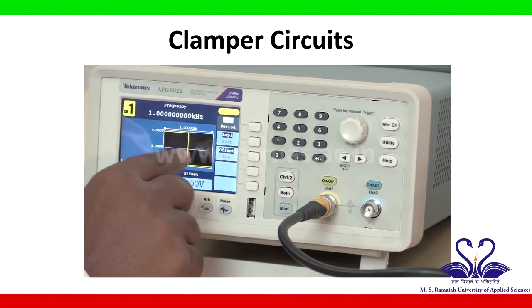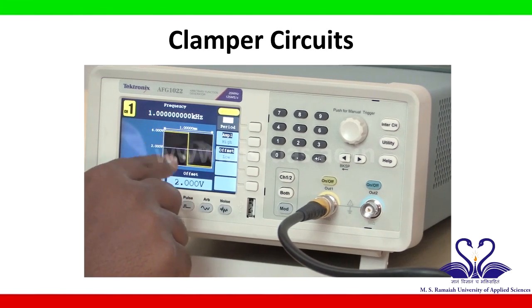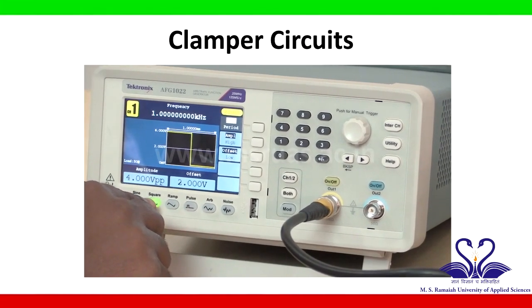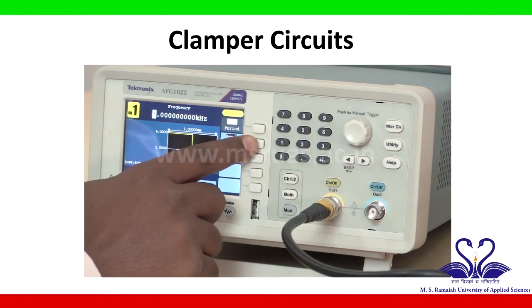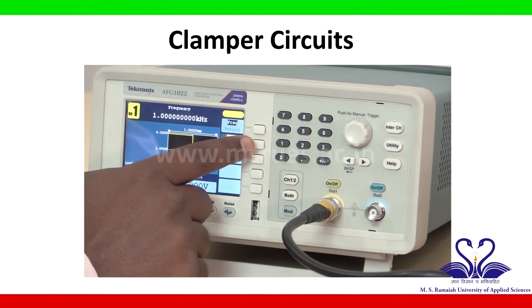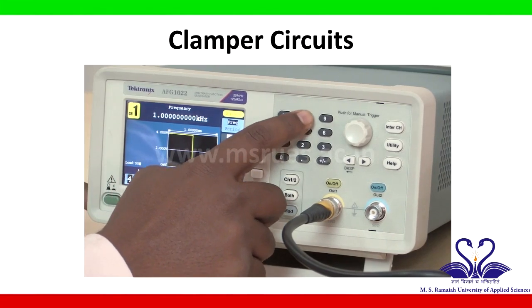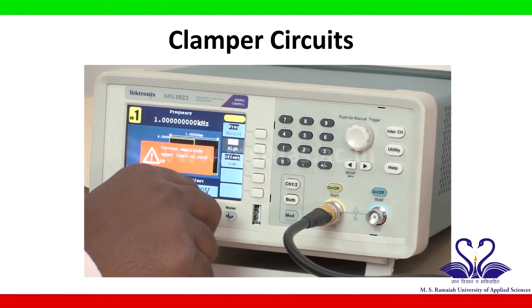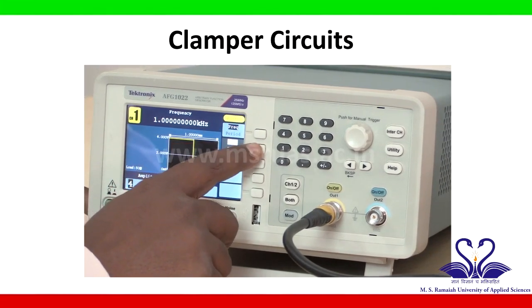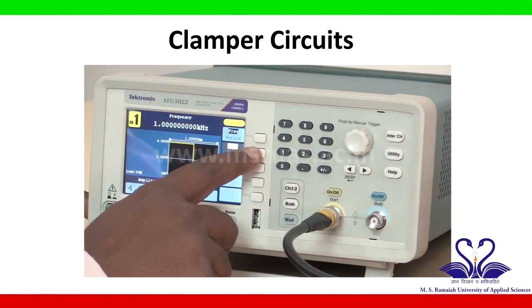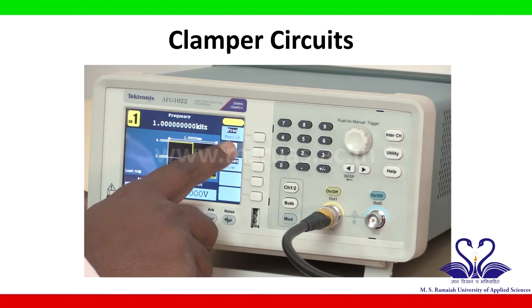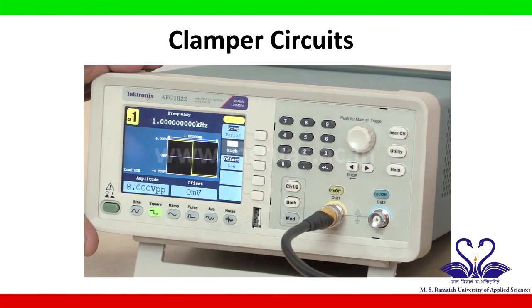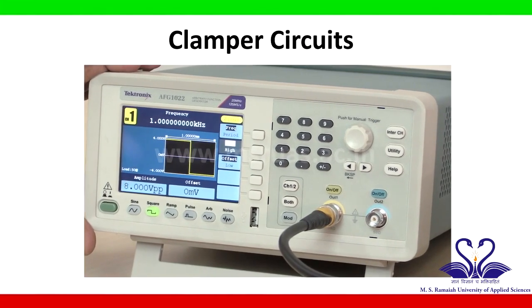Now this function generator is giving a square wave signal with 1 kilohertz frequency, and I need an amplitude of 8 volt peak to peak. So I will set the amplitude by pressing this button. I need 8 volt, so I will press 8 VPP, 8 volt peak to peak. I have set a square wave having a frequency of 1 kilohertz and amplitude of 8 volt peak to peak. Now the square wave is ready.